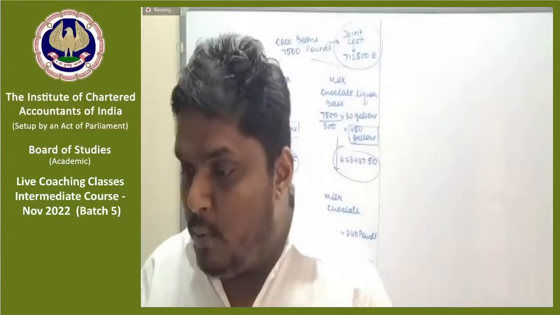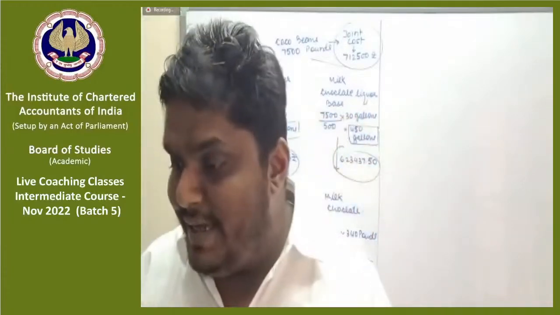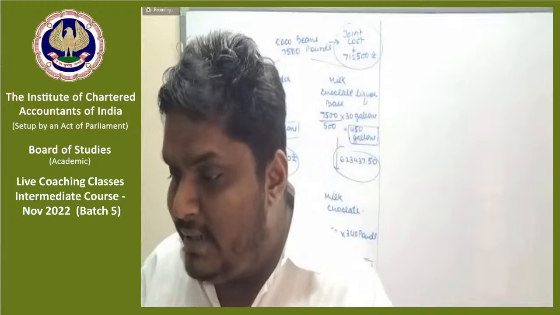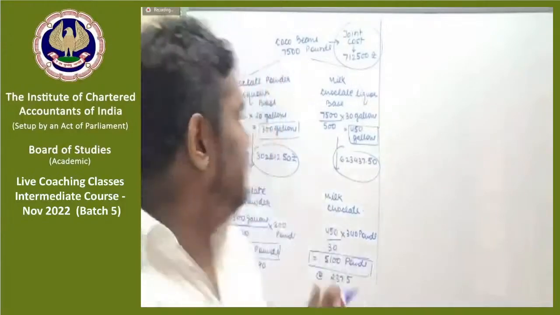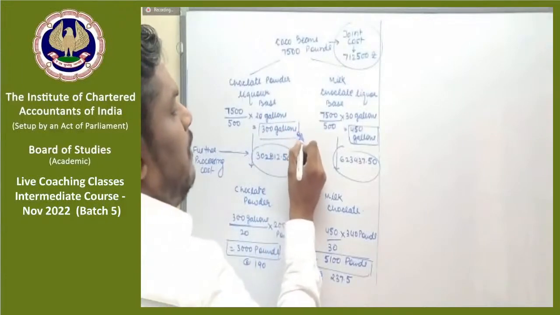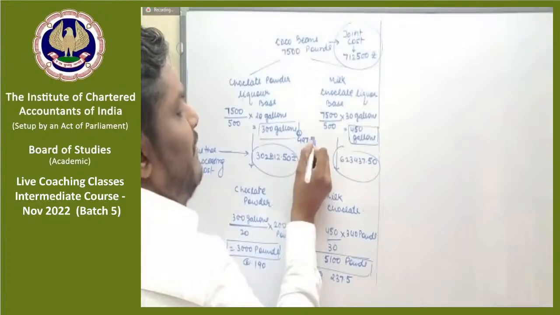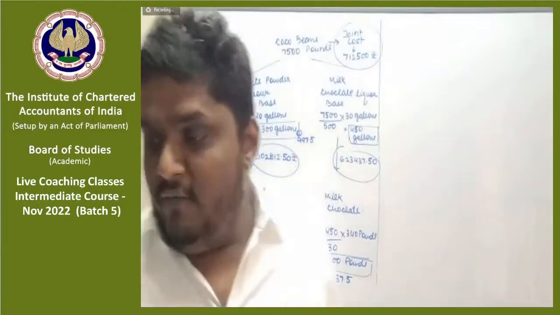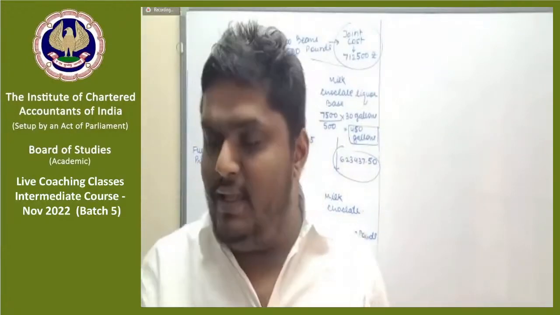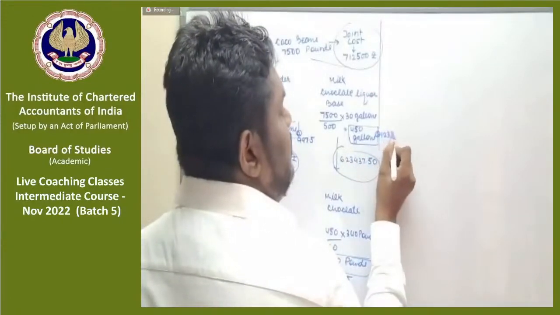Further, in October, the company could have sold the intermediate product, that is 300 gallons, at the rate 997.5. So these 300 gallons can be sold at the rate 997.5, and 450 gallons can be sold at the rate 1235.